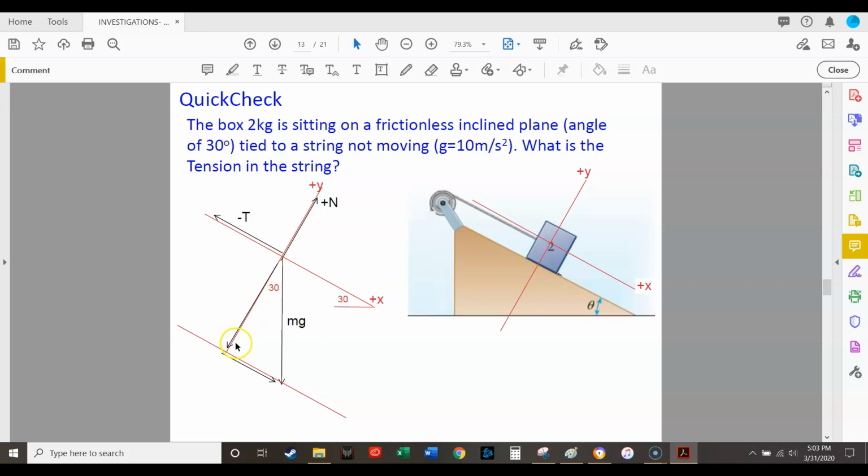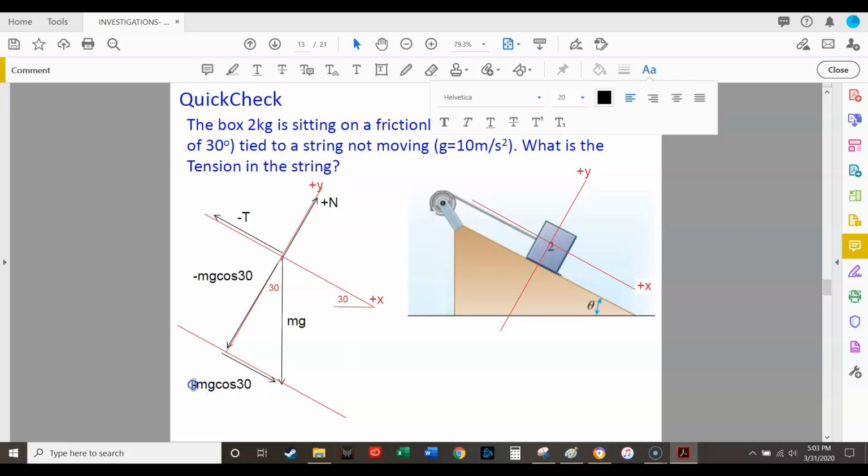The vector pointed down in the negative y direction is negative, and it's going to be the hypotenuse times cosine of 30 degrees, so negative mg cosine 30 degrees. And the horizontal vector is pointing in the positive x direction. So that's going to be positive mg sine of 30 degrees.